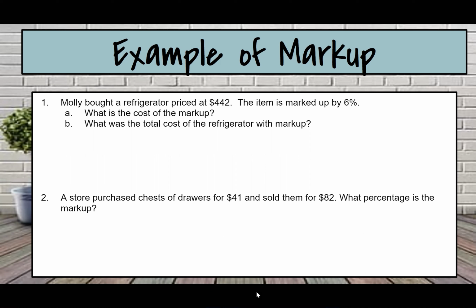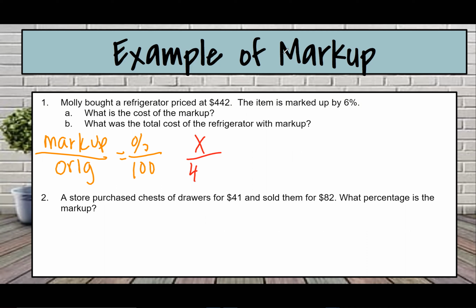And again, we want to do the markup over the original equals percent over 100. So let's look at it. We don't know the markup. That's what we're looking for. So that's going to be our X. We do know our original. Our original is $442. Now, they have marked this up 6%.